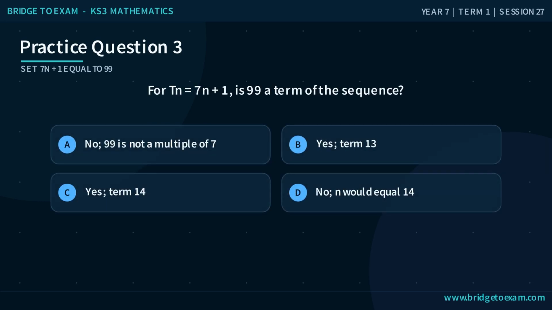Practice question 3. A sequence has nth term 7n plus 1. Is 99 a term? Option A is no, because 99 is not a multiple of 7. Option B is yes, at position 13. Option C is yes, at position 14. Option D is no, because n would be 14. Pause, set 7n plus 1 equal to 99, and solve.